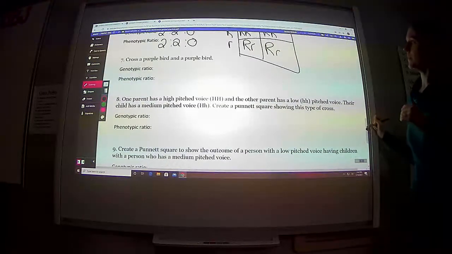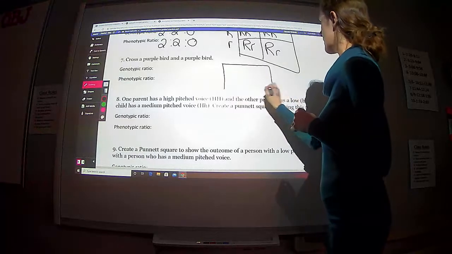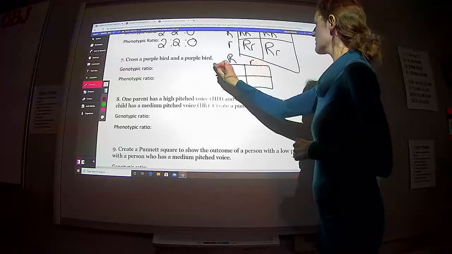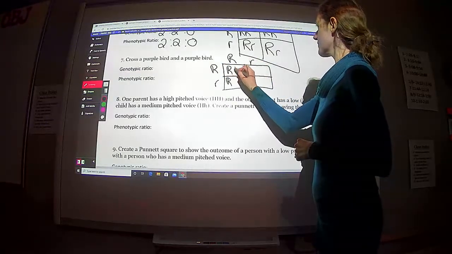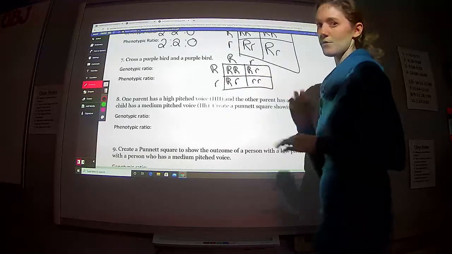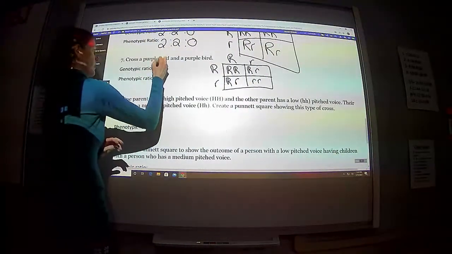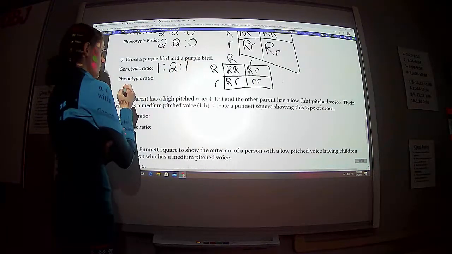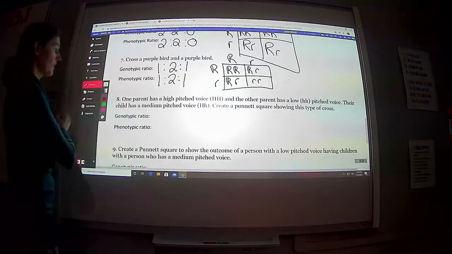Cross a purple bird and a purple bird. So purple is heterozygous. And that's where we get that mashup of everything. Genotypic ratio, 1 dominant, 2 heteros, 1 recessive. Phenotypic ratio, 1 red, 2 purple, 1 blue.